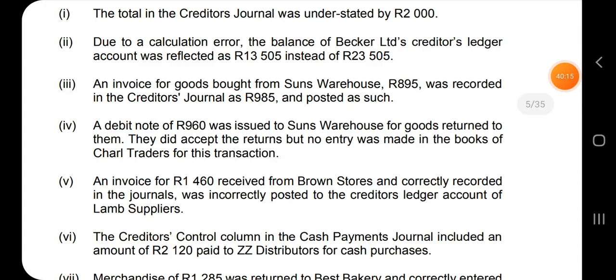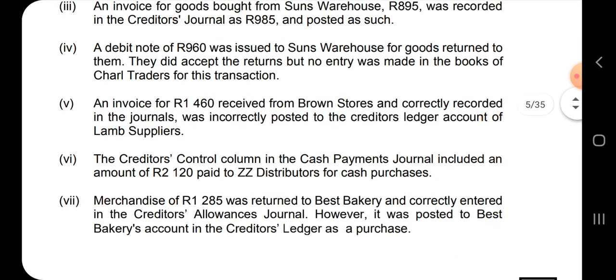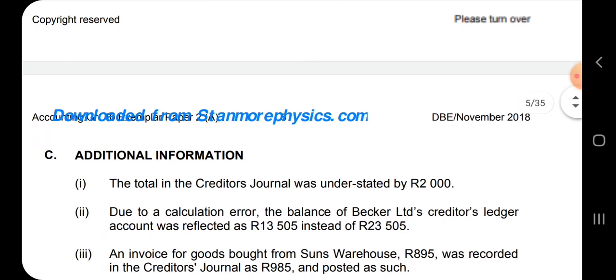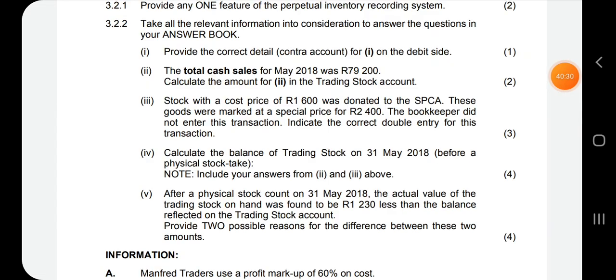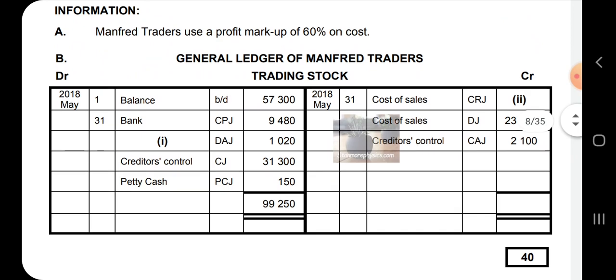The fifth one says calculate the balance of trading stock on 31 May 2018 before a physical stock take. Include answers from 1 to 3, all the things you have calculated. So what is going to happen here is that the debit side has 99,250, and the credit side has 23,850. It has the 2,100 rand. It has the 49,500 for the cost of sales, and the 1,600 for donations must be on this side.